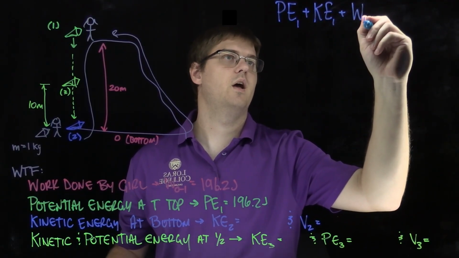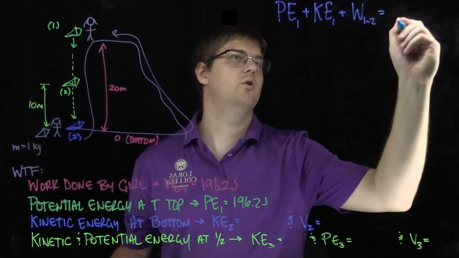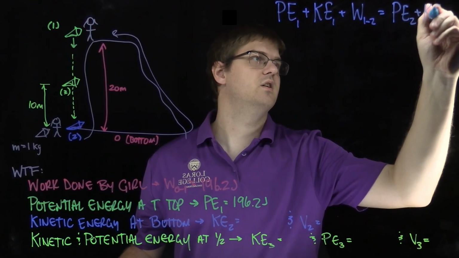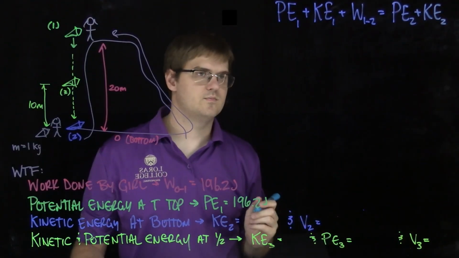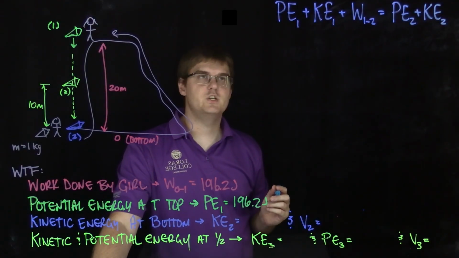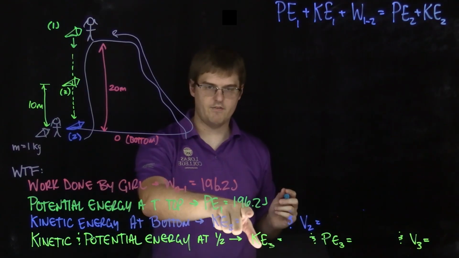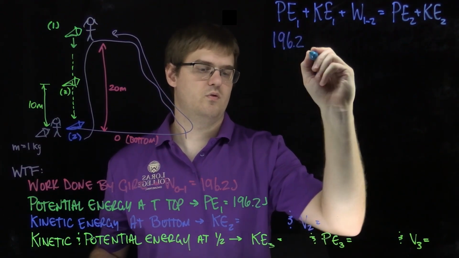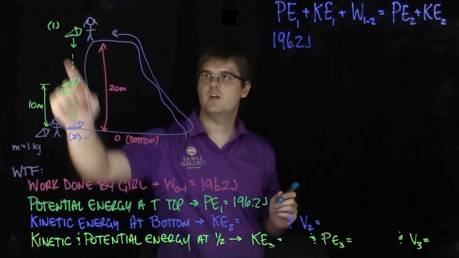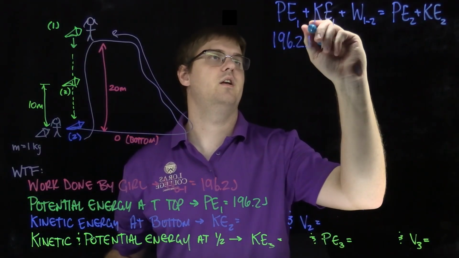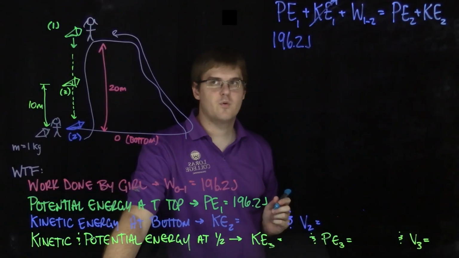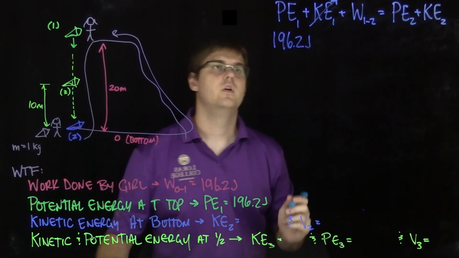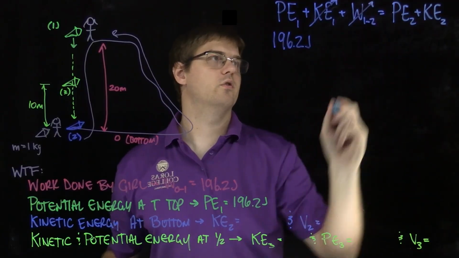So potential energy at 1 plus kinetic energy at 1 plus work from 1 to 2 is going to be the potential energy at 2 plus the kinetic energy at 2. Potential energy at 1, I have that right there. This is 196.2 joules. Kinetic energy at 1, it's not moving yet. Kinetic energy is 0. Work from 1 to 2. There's work done from 0 to 1, but there's no work between 1 and 2. So work from 1 to 2 is also 0.